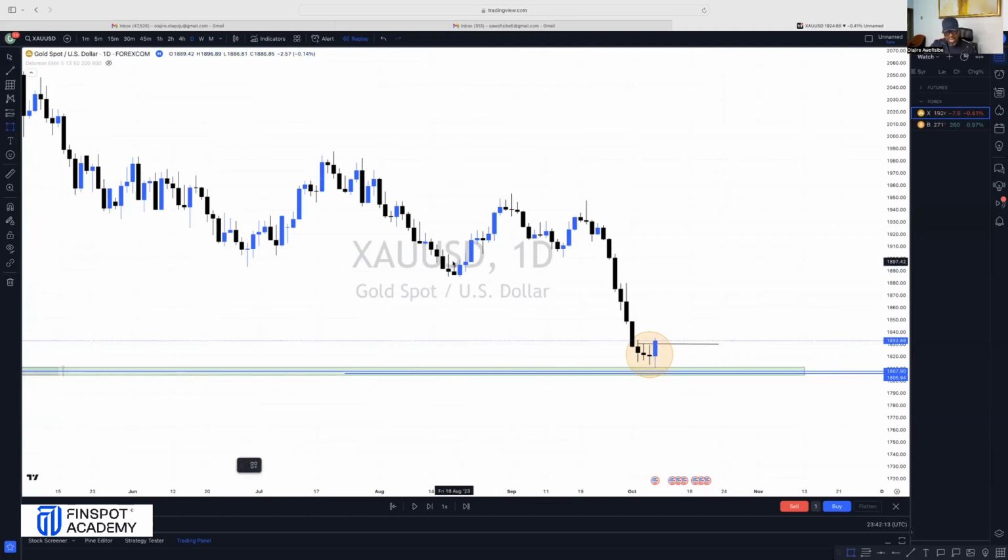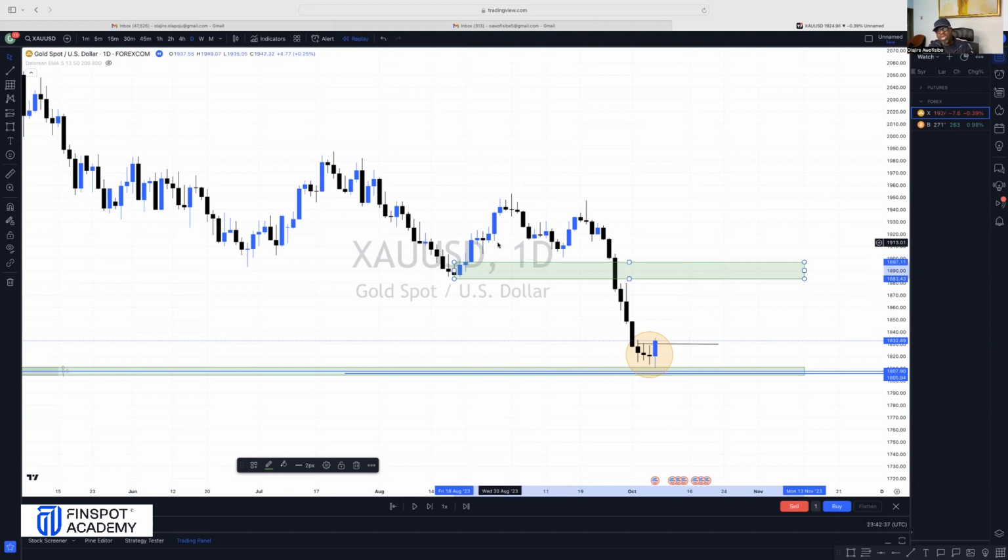So the first thing I can identify here is a breaker block. What is a breaker block? A breaker block is actually a violated order block. So it could be a bullish order block that has been violated. Now, a bullish order block that is violated is referred to as a bearish breaker block.